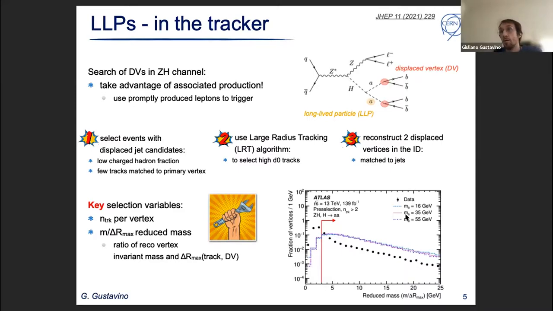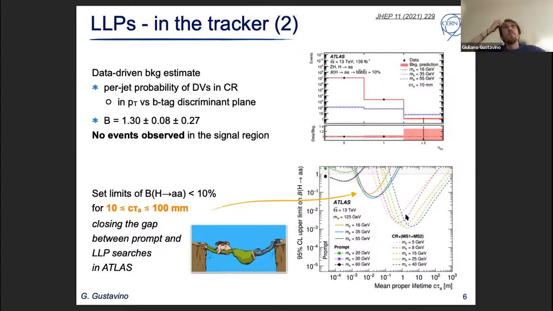As you can see, this discrimination variable is powerful, allowing us to suppress the background, which comes basically from combinatorial tracks from displaced vertices. The residual backgrounds are non-standard, so it is hard to trust Monte Carlo simulations. We therefore exploit data-driven background techniques to define the per-jet probability of finding a displaced vertex in a control region defined with just one displaced vertex in the final state. The plane used is based on two variables correlated with this probability: the transverse momentum and the b-tagging discriminant.